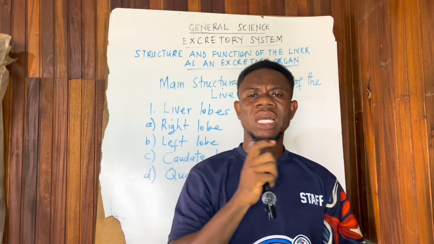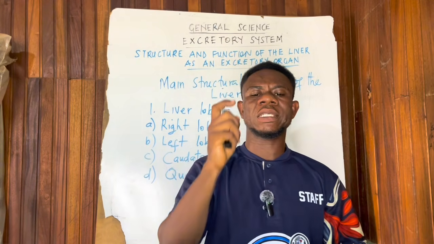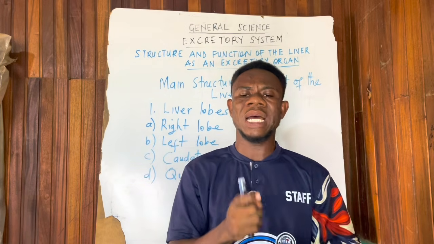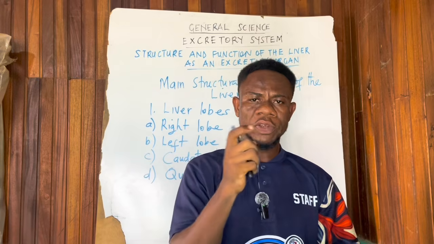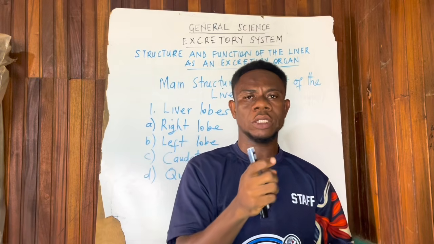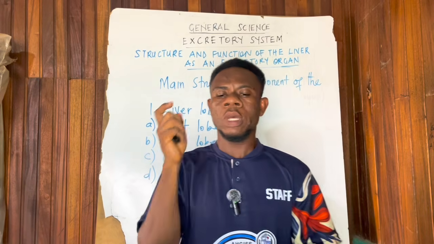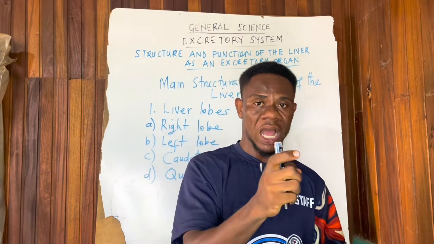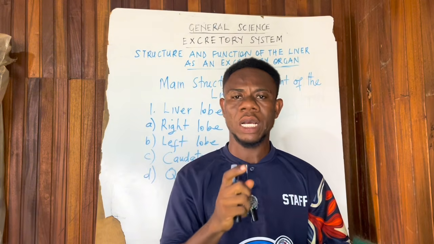Now the caudate lobe is at the posterior side of the body. That means it is at the back of the body, the posterior side of the body. It is located at the back of the liver.